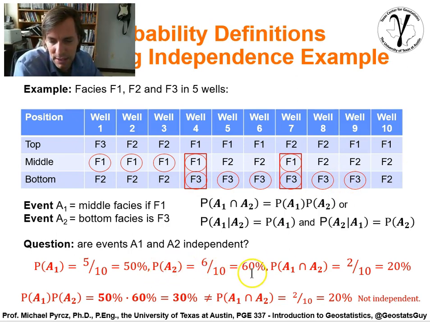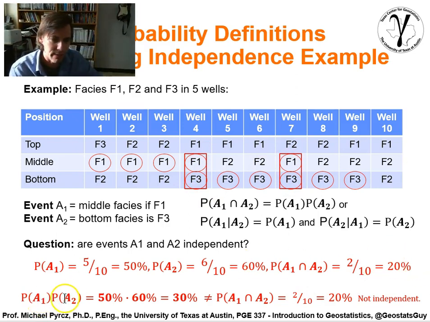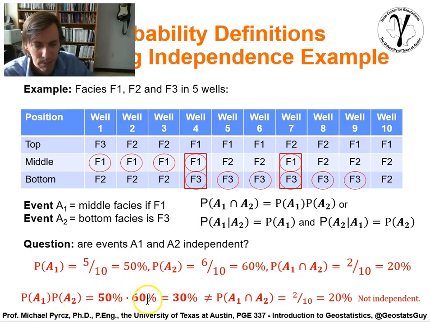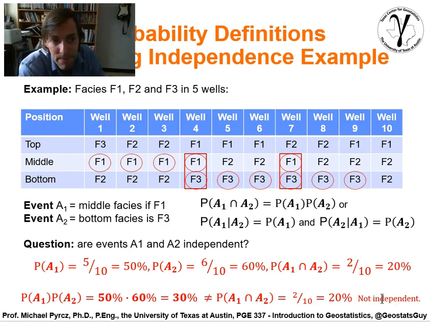A2 probability is 60%. The intersection of A1 and A2 are these square boxes right here. That's 2 out of 10, that's 20%. So we can put that into an equation, and we have the probability of A1 times the probability of A2, 50% times 60%, is equal to 30%. That is not equal to the joint probability of A1 intersection with A2 of 20%. What does that tell us? That it's non-independent.